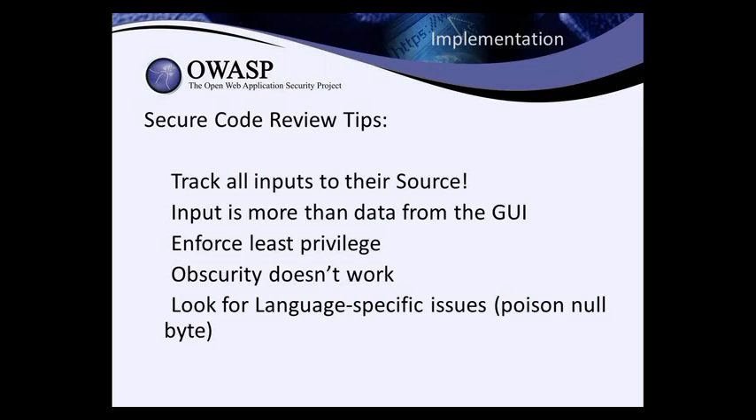And when you're doing a secure code review, look for language-specific issues. If you're writing in Java, you're concerned about the poison null byte. Java treats null bytes as just regular characters. Yet when you're accepting file names, you're going to pass that to the operating system. Oops, because the operating system is probably going to treat null bytes as the end of strings, and there are some nasty tricks that people can do with that. So yeah, look for language-specific issues.